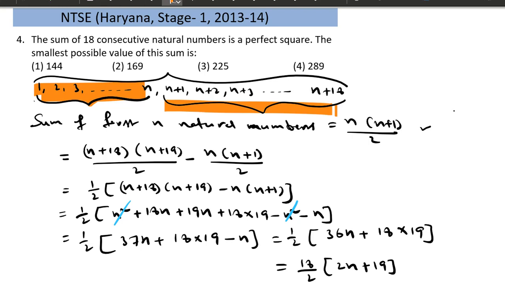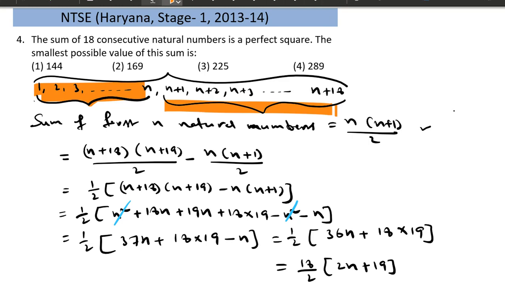So which of the following options are divisible by 9? 144 is divisible by 9. 169 is not divisible by 9. Is 225 divisible by 9 or not? Yes, 225 is divisible by 9. Is 289 divisible by 9 or not? No, it is not divisible by 9.